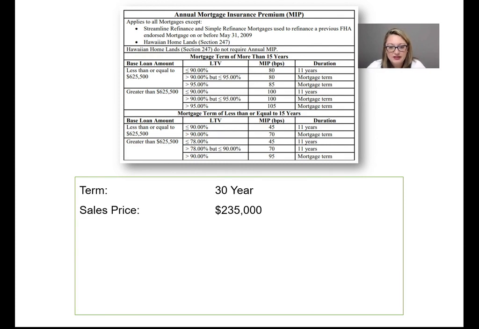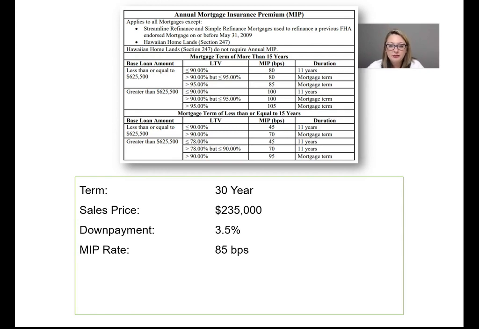Now the sales price. So we can see here that is the base loan amount based on what the sales price. Is it going to be less than or equal to $625,500 or greater? Well, we don't need to calculate anything. We know it's going to be less than. So that's going to put us right up here in this category. And we know, again, it's a 3.5% down payment, so even if they were putting down more, it's obviously going to keep us in that same category.